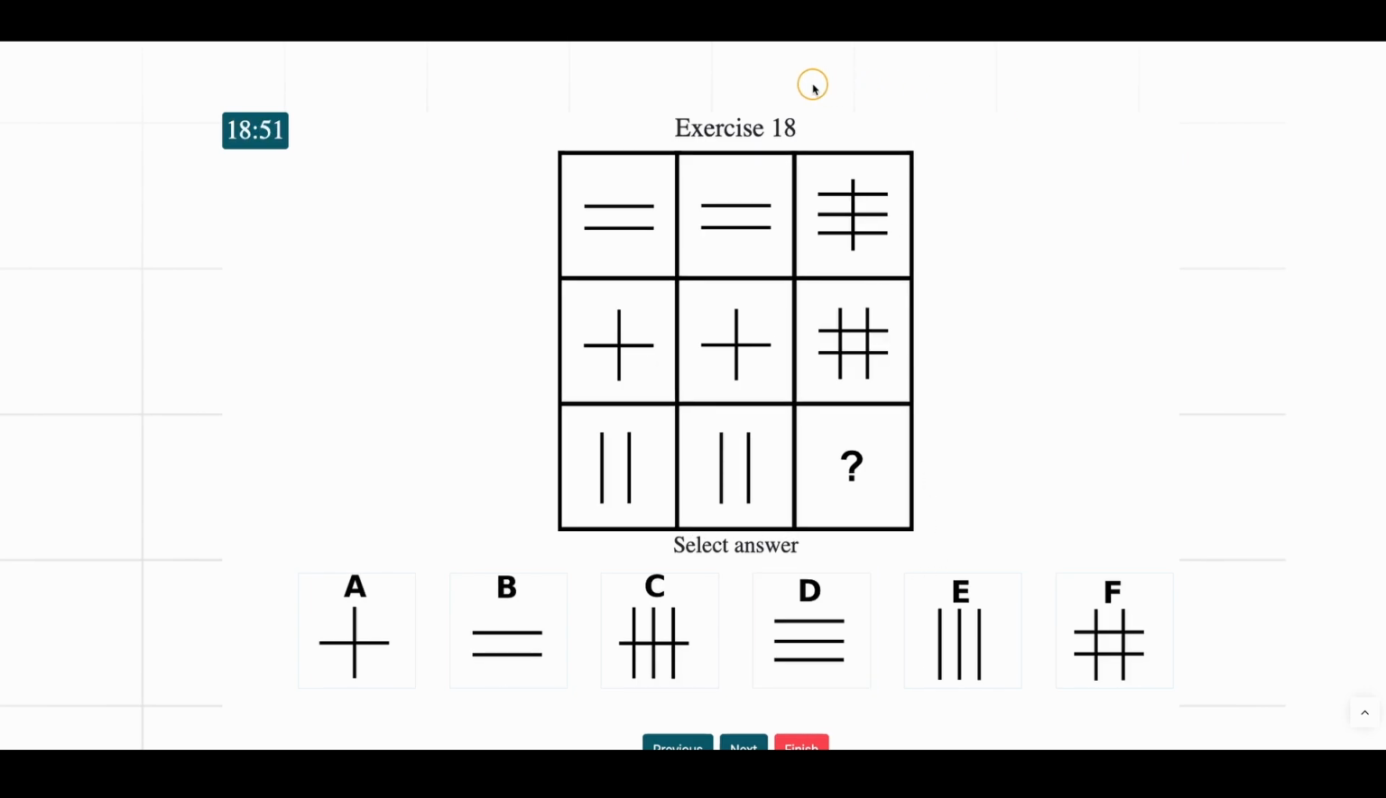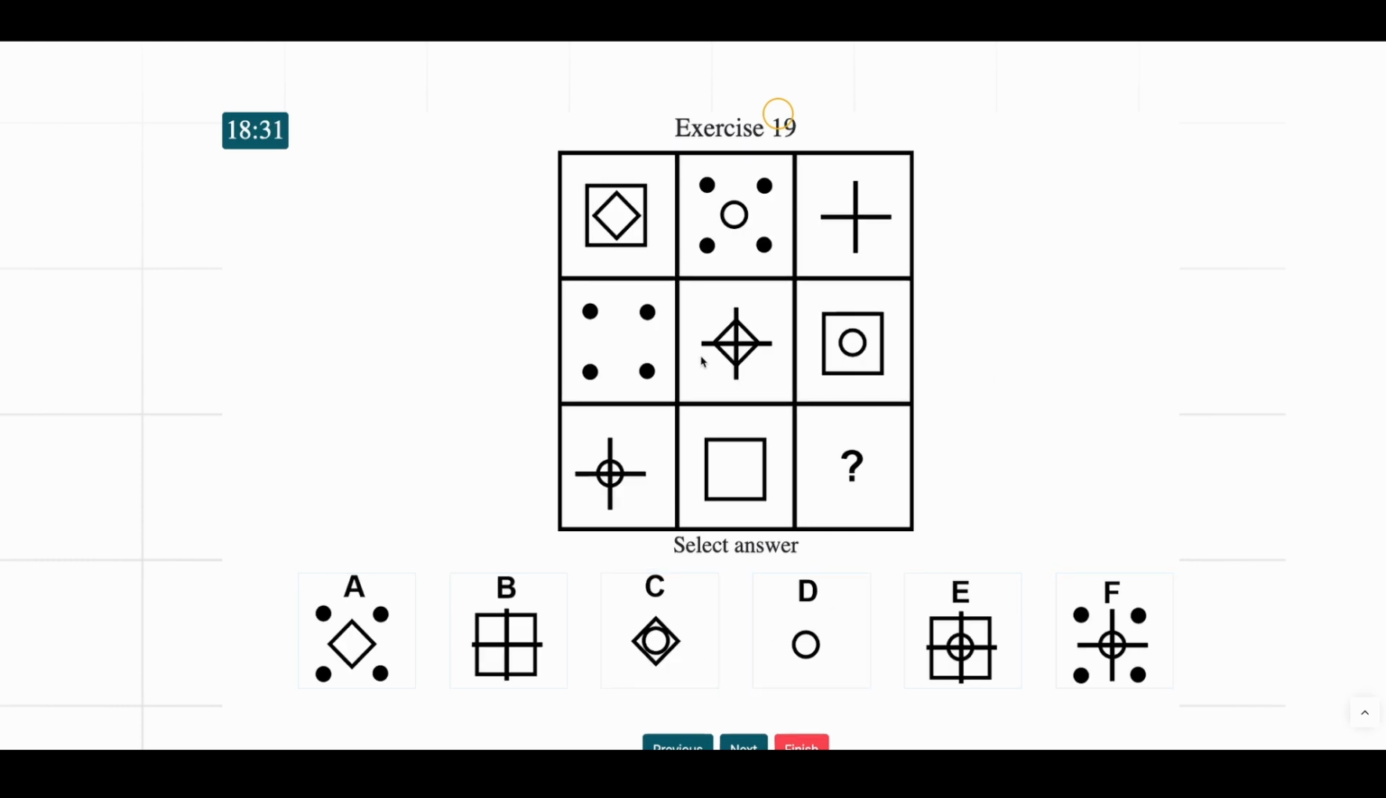For exercise 18, you can see the first 2 columns have 2 lines, and the last column is made out of 4 lines. The 2 choices are C and F. F is already sort of repeated here, so we can say that C is the answer. In this one, each row has an inside of nothing, a circle, and a triangle, and an outside of a square, dots, and plus. It's missing the triangle inside and the dots outside, and so the answer is A.